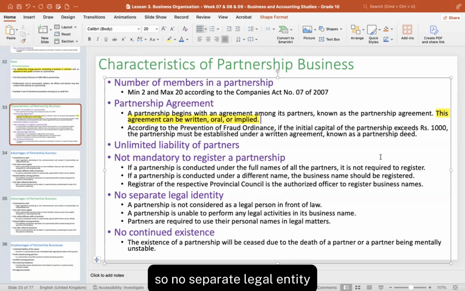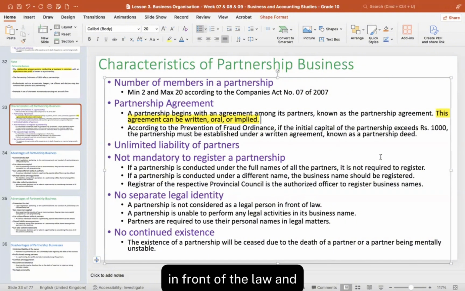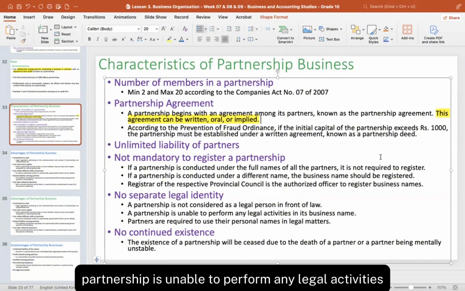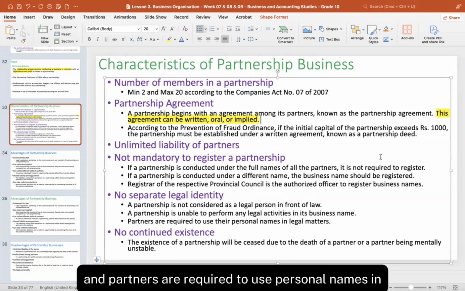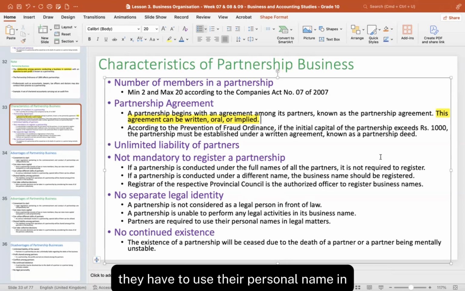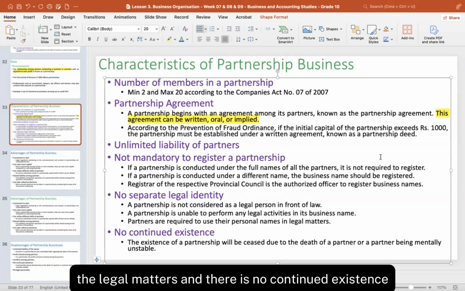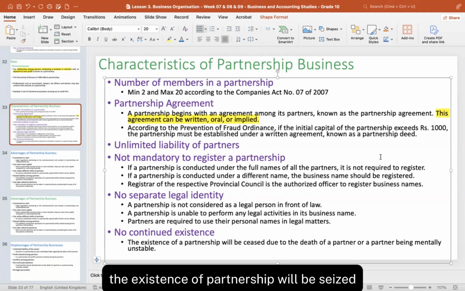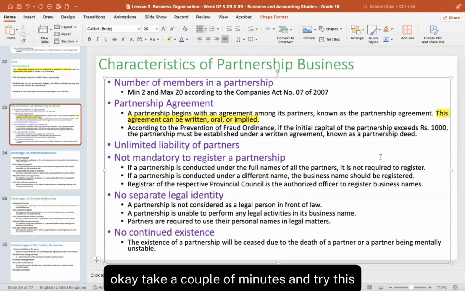Okay. So no separate legal entity. Partnership is not considered as a legal person in front of the law, and partnership is unable to perform any legal activities in its business name, and partners are required to use personal names in legal matters. So they have to use their personal name in legal matters, and there is no continued existence. Okay. The existence of partnership will be ceased due to the death of the partner or partner being mentally unstable. Okay, take a couple of minutes and write this.